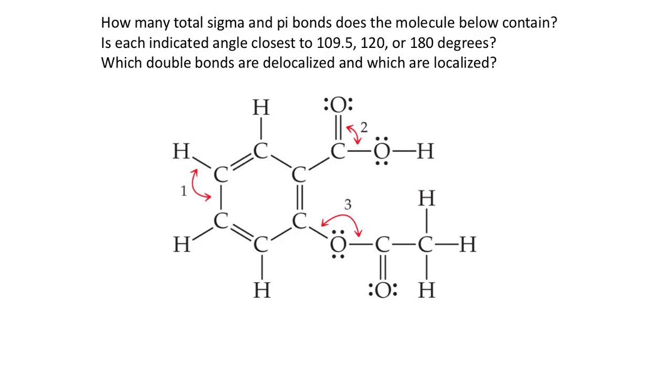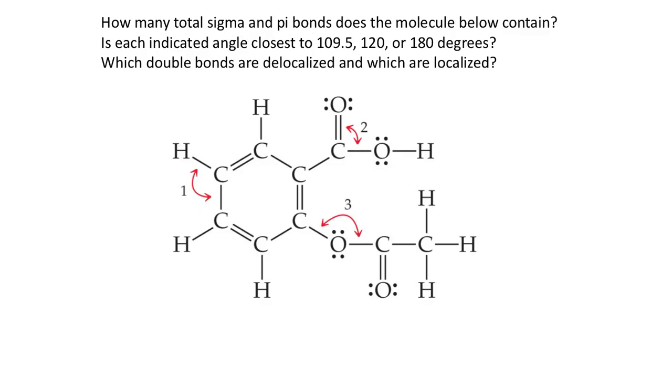Let's get into some of the later chapter, like I guess it's more middle, but later in our coverage, because we're only going through section 9.6 on the exam, but this is from like section 9.6, I believe. How many total sigma and pi bonds does the molecule below contain? A couple of questions about bond angles, what they're closest to, and then something about delocalization. So let's take the first question up top first, the sigma versus the pi bonds.